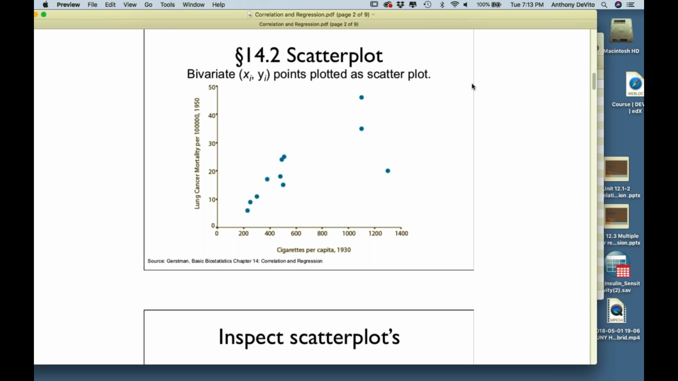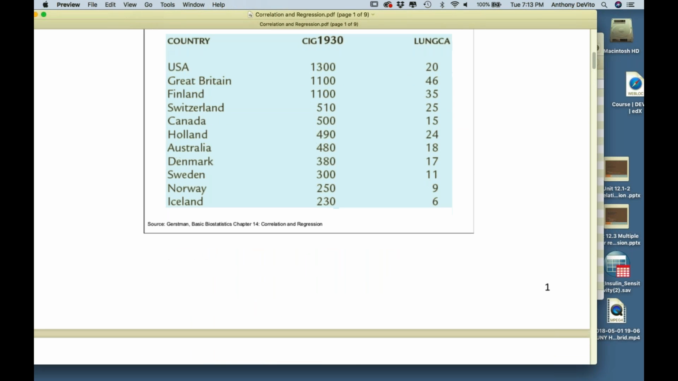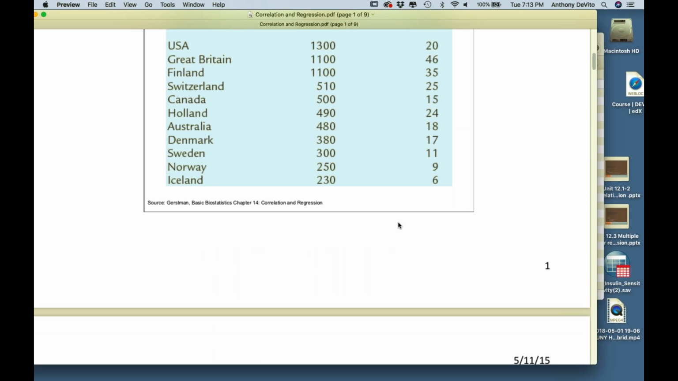Well, each data point represents two numbers, an x and a y point, right? So this represents, and you can tell me which country this is, a country with the lowest smoking rate. It represents an average rate of smoking of about 220 cigarettes per year, and a lung cancer rate of about 6 per million in that population. Which one is that? Anybody notice what that is? 230 is Iceland, okay?